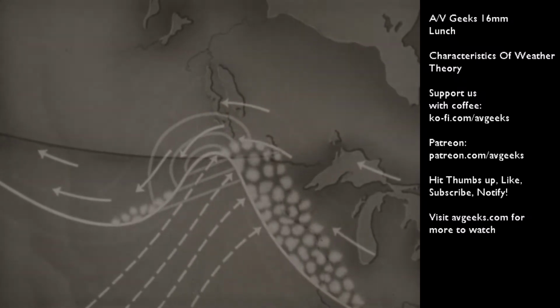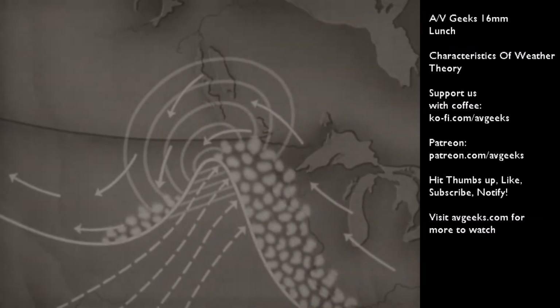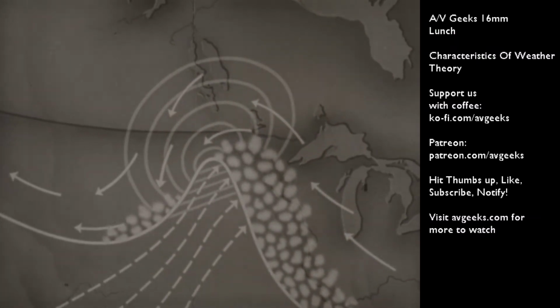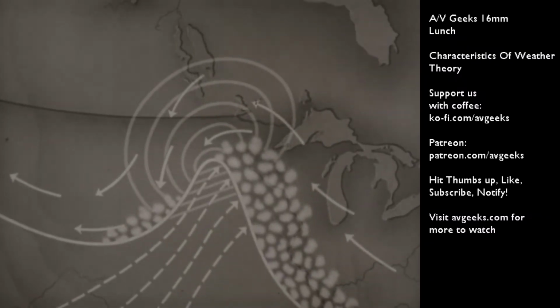Clouds are spreading farther ahead of the warm front, reaching to a distance of several hundred miles. Still farther in advance of the front, there will be high, thin, whitish veils called cirrus or cirrostratus.